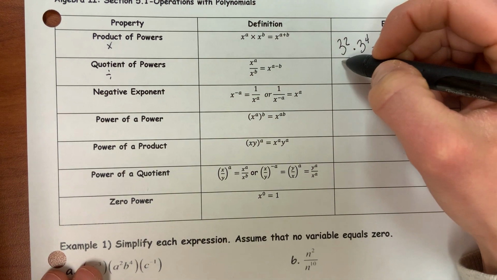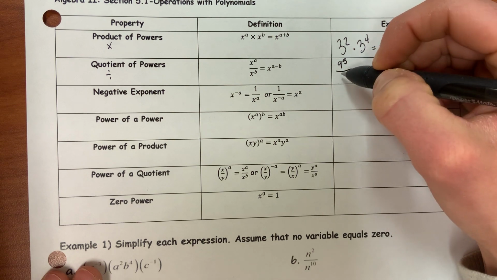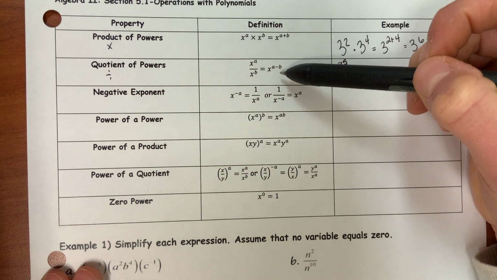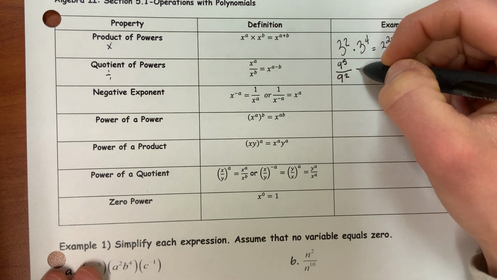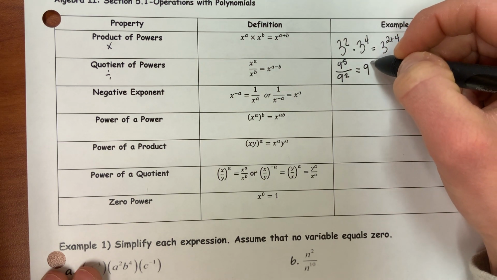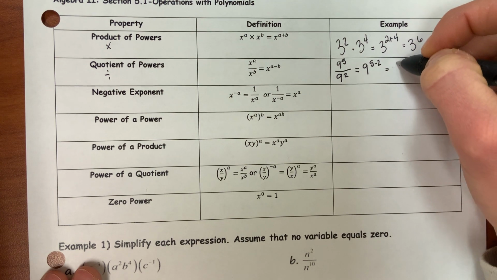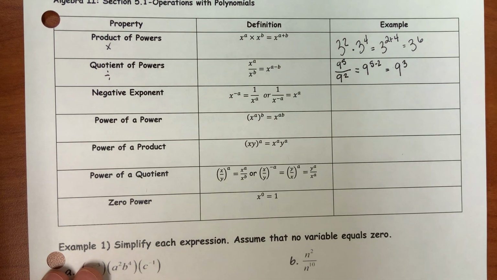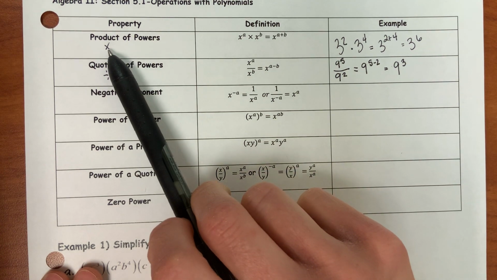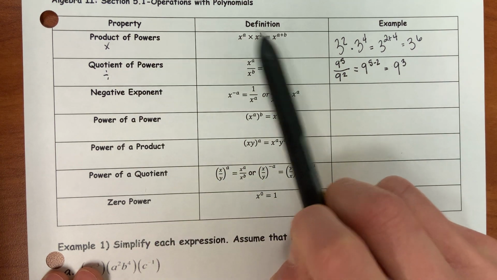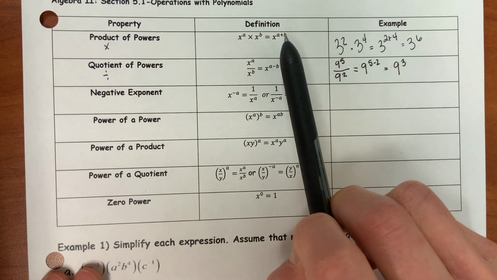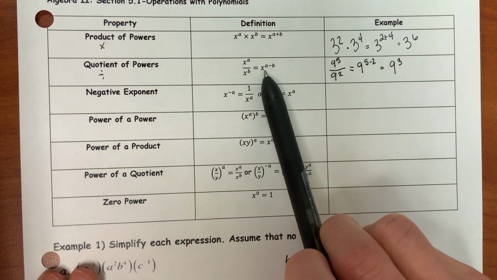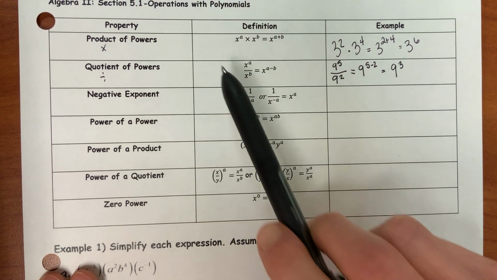So an example of this would be 9 to the 5th power being divided by 9 squared. If I look over here, I know I need to subtract the exponents. So this just becomes 9 to the power of 5 minus 2, which is 9 to the 3rd power. So think like over here, product, we added. So multiplication and addition go together. Quotient, we're dividing. Division goes with subtraction. So keep those two things in mind.